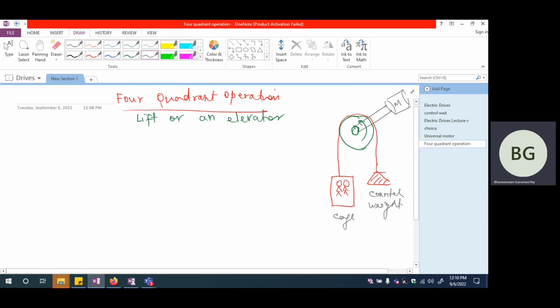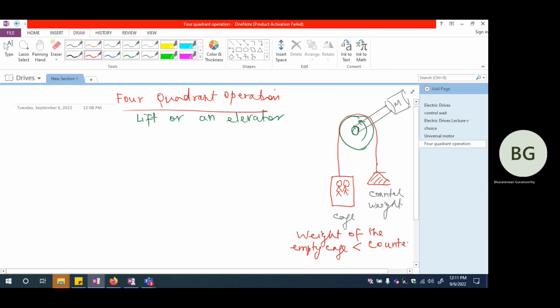Now, generally, the weight of the empty cage will be less than that of the counterweight's mass. The counterweight is going to have a higher weight than the empty cage. But when people get into the cage, it is going to become heavier as compared to the counterweight. So this is the general mechanism of this particular elevator. So now that we know the basic mechanism of the elevator, let us try to look at the 4-quadrant operation.